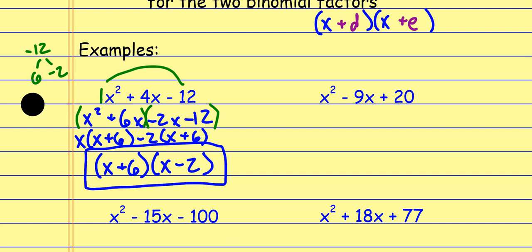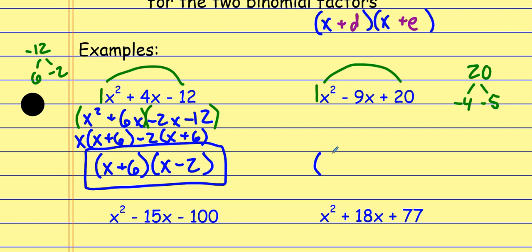Okay? Once again, if I look at this one, I build a bridge. Here's a 1 out front, so 1 times 20 is a positive 20. Two numbers that multiply to a positive 20 but add to a negative 9 are a negative 4 and a negative 5.